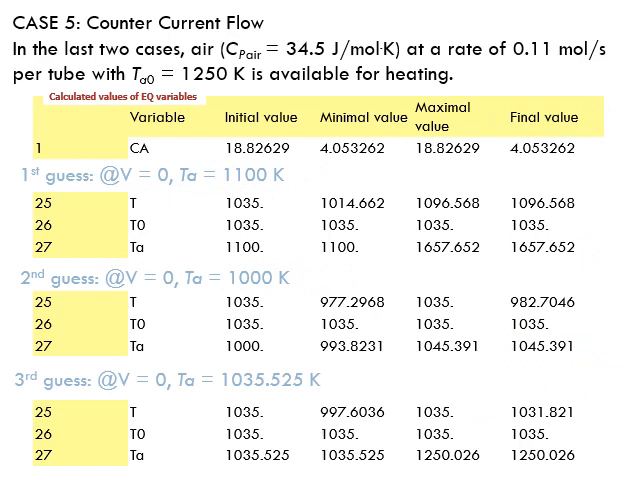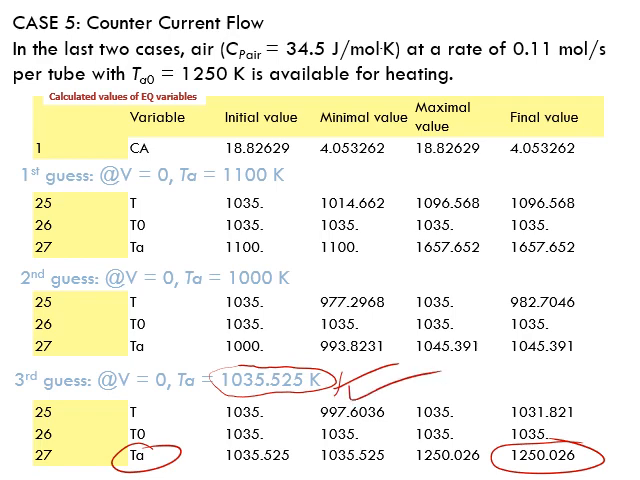So let's guess somewhere around 1135.525 Kelvin. And let's check the value of T_A at the exit. And voila, it exactly equals the actual temperature of the heating medium where it's entering the reactor. Voila, very lucky guess.